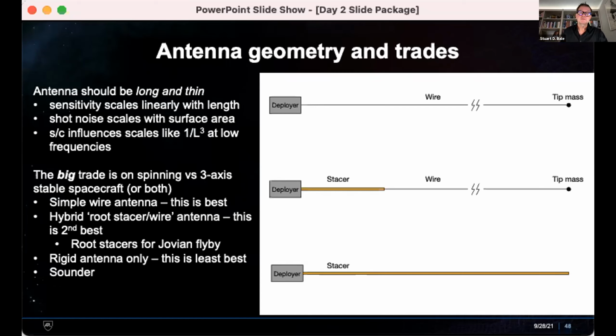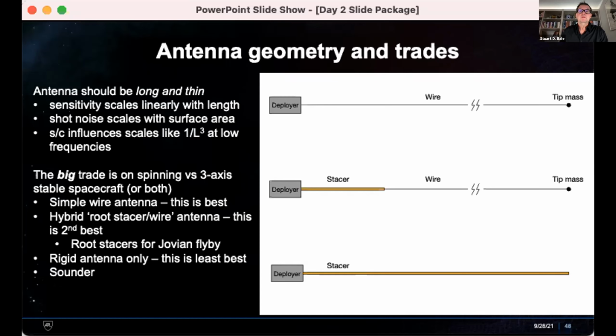An intermediate situation that we've worked on and actually prototyped is the idea of a rigid boom, a STACER, that deploys out for some part of the mission, and then you can deploy a wire from the end of it later. For example, after a Jovian or a KBO flyby. So this is, I think, a major trade that has to be in play at the moment.